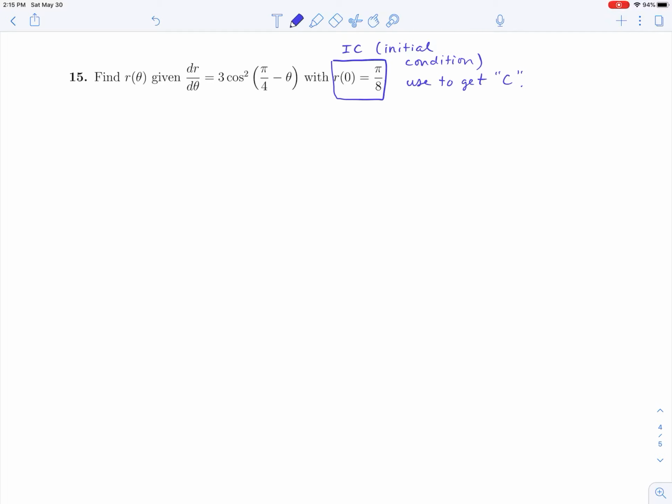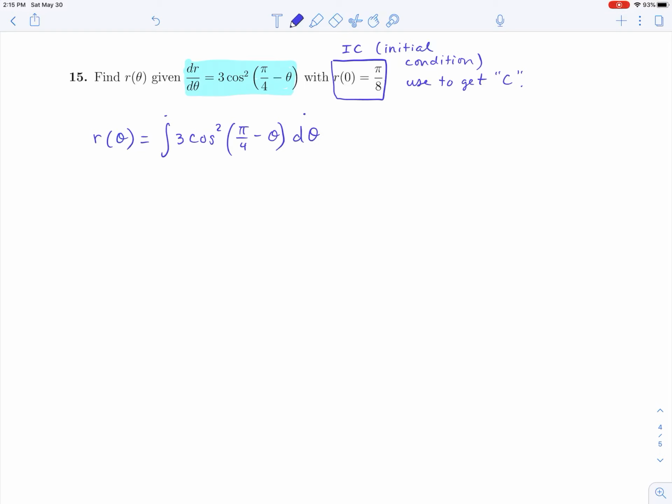Okay, so we have the derivative here. So if we want r of theta, we just need to take the antiderivative. And so r of theta equals the antiderivative of 3 cosine squared of pi over 4 minus theta d theta. So just remember, every time you have an integration symbol, a differential telling you which variable is being integrated needs to come with it.